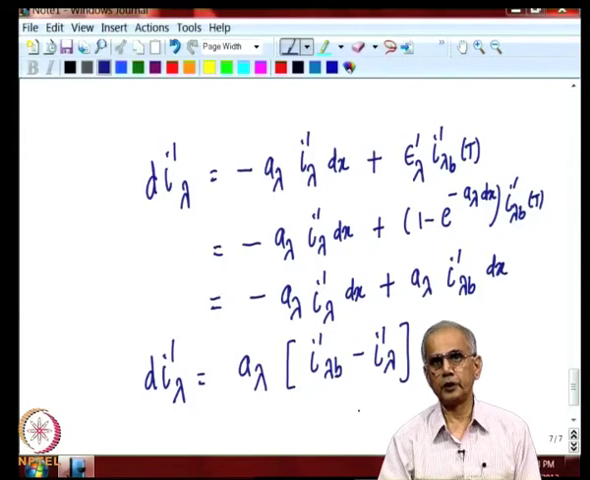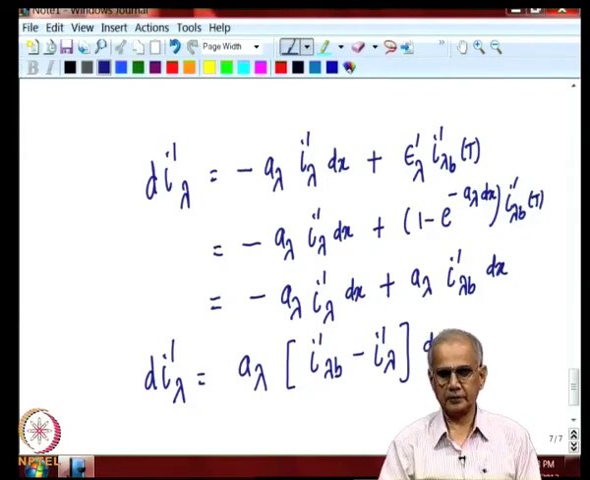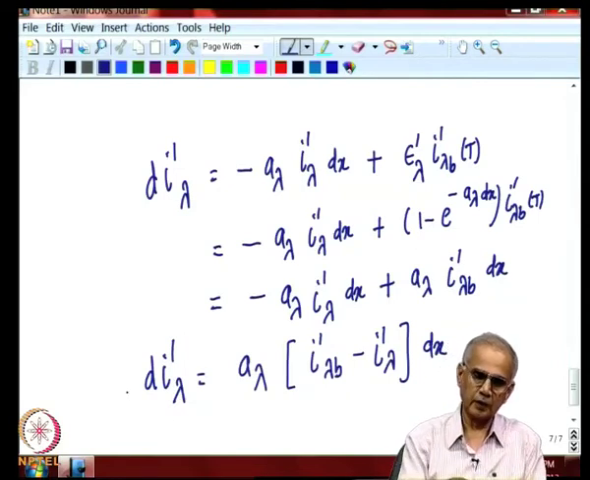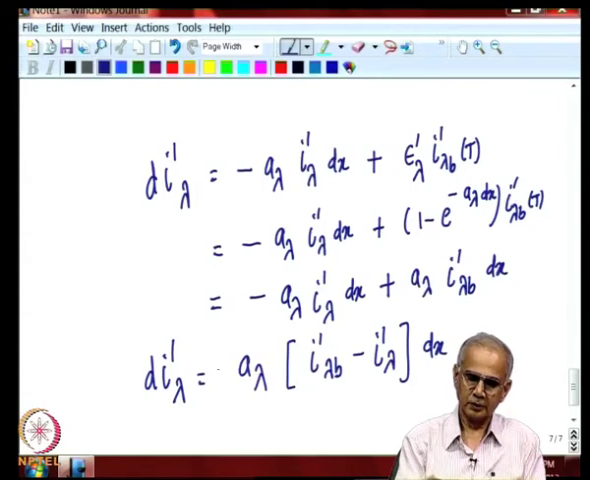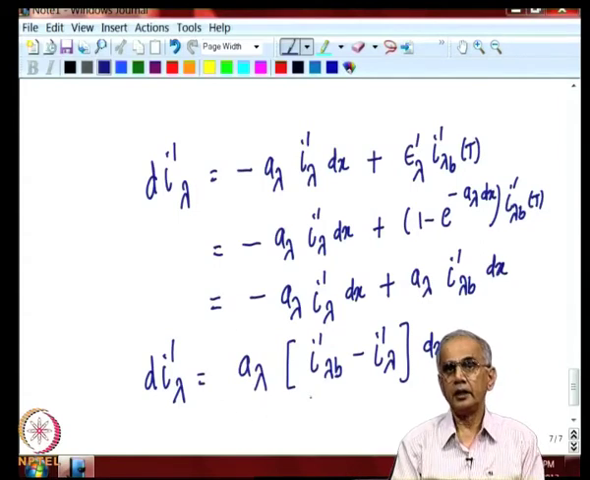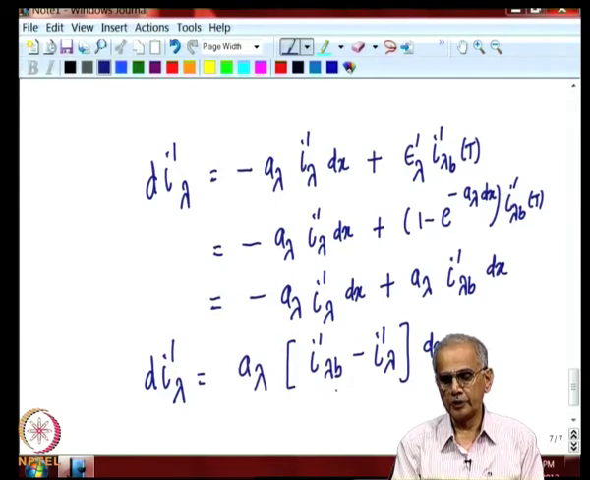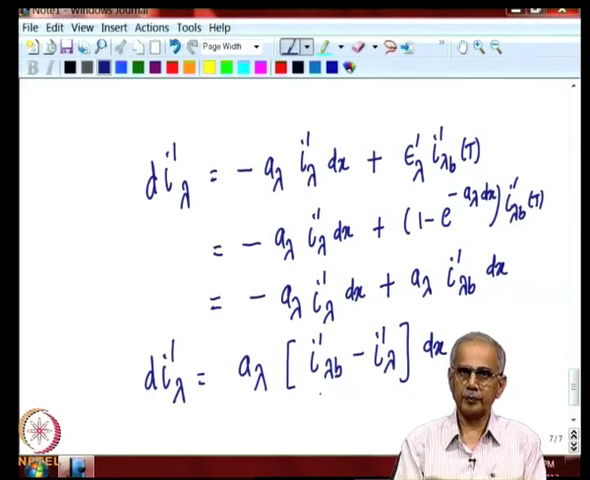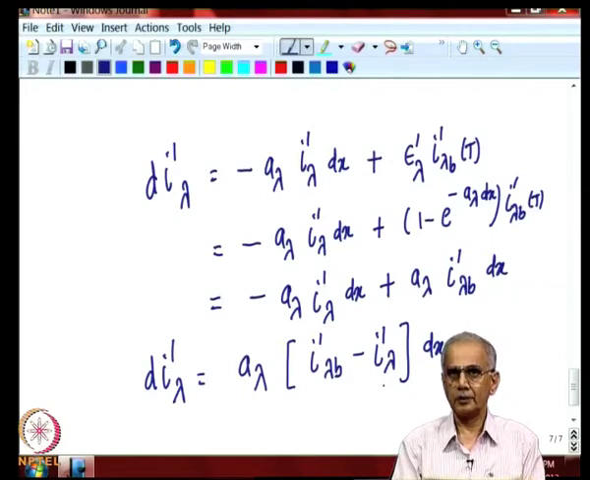So, this is the most important equation for a non-scattering medium, non-scattering gas, which says that the change in intensity along the path is equal to the absorption coefficient times the difference between the intensity of black body emission along the direction at the temperature of the gas minus the incoming intensity. So, notice the difference. One of them contains a subscript b, which you can calculate from Planck's equation. The other one is whatever intensity is coming in to the gas.